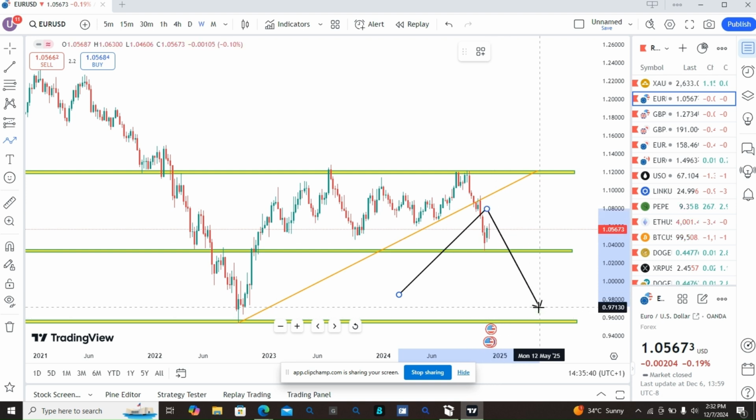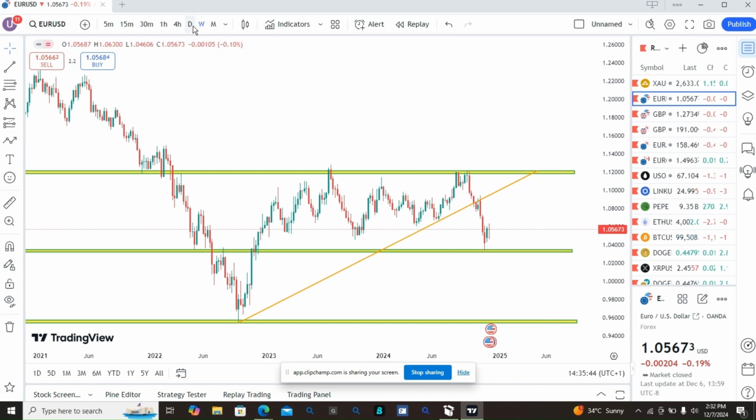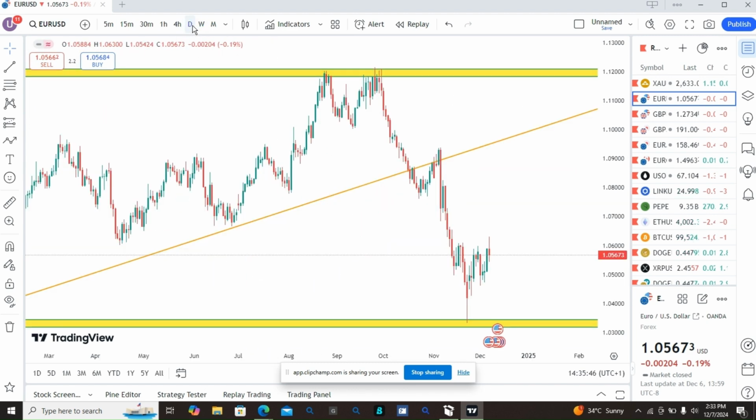Okay, so let's go to daily time frame and see how we can take advantage of this short uptrend. So in a daily time frame, you can see what is happening here, that the price is kind of ranging. You cannot predict anything on this daily time frame. So let's move down to 4-hour time frame for a further look.